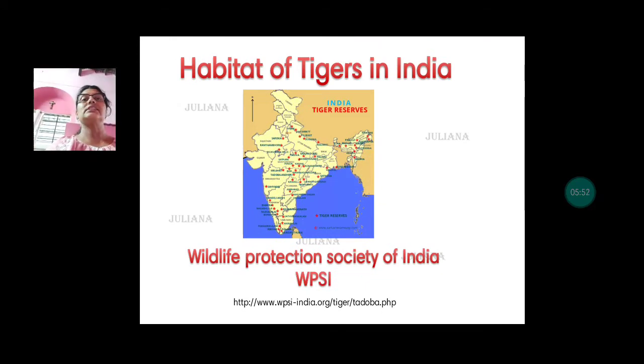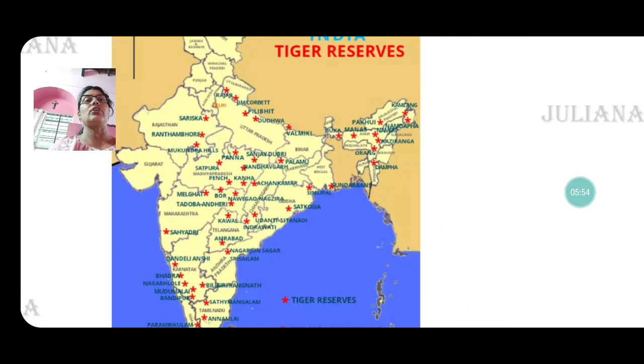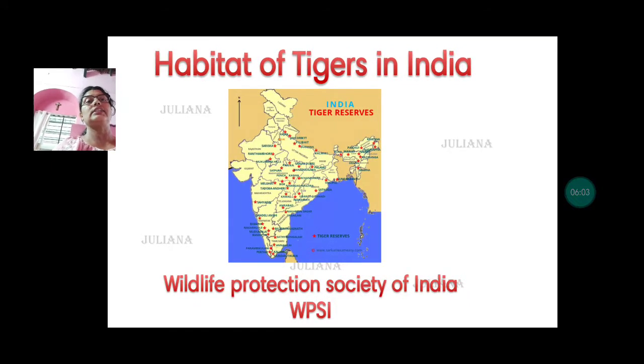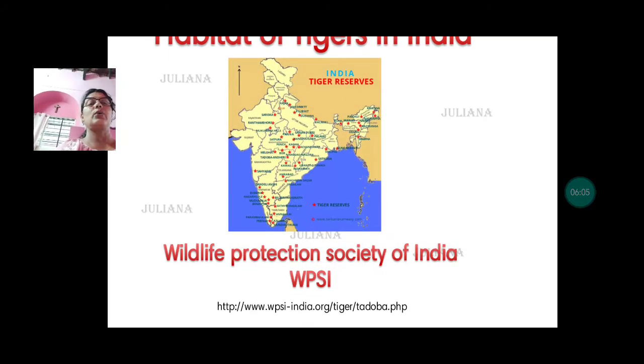Habitat of tigers in India. Now, there are plenty of habitats, lots of national parks. Also, Madhya Pradesh has many forested areas where tigers are found. If you want detailed information, you can go into the site which I have given here. WPSI, that is Wildlife Protection Society of India. I have got a special map on the internet.